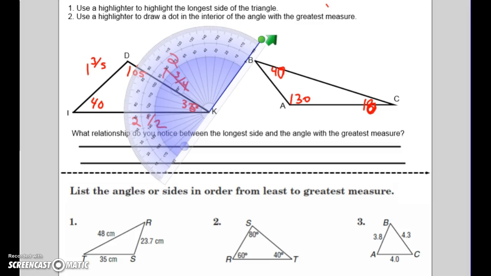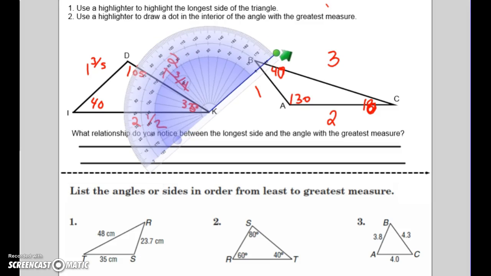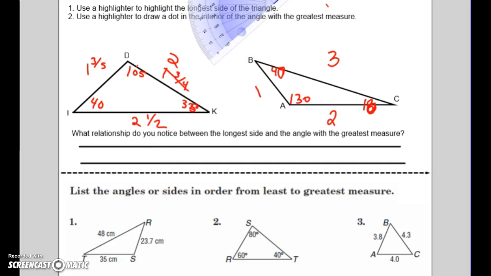What did you get for BC? How long is BC? 3. AB? 1. And then AC? 2. Okay, now I want you to use the highlighter, and I want you to highlight the longest side. All of them. You're highlighting the longest side for each triangle.